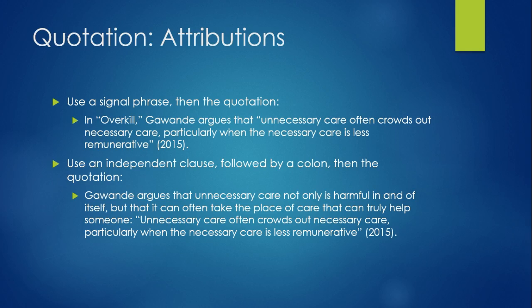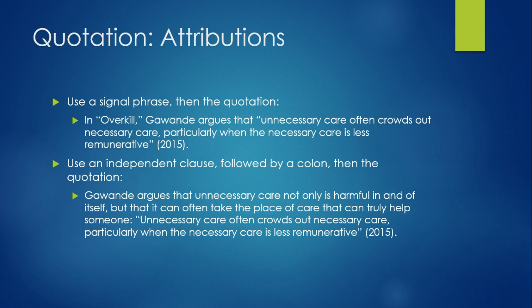One thing that students often have trouble with is how to smoothly integrate those sources into your paper, especially if you are quoting. Attributions are key. An attribution is simply saying, I am attributing this to its author or source. Your first option is to use what's called a signal phrase and then the quotation. The signal phrase tells your reader, look out, here comes a quote. Somebody else said this. This is not my idea.